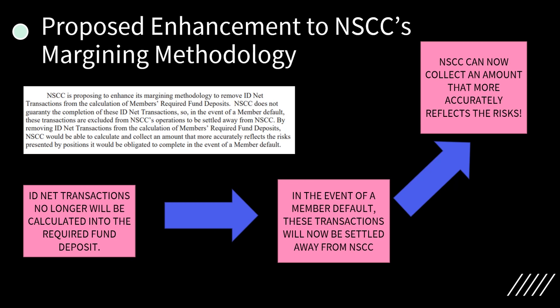NSCC does not guarantee the completion of these ID net transactions, so in the event of a member default, they're excluded from the operations to be settled away from NSCC. By removing ID net transactions from the calculation of members' required fund deposit, NSCC would be able to calculate and collect an amount that more accurately reflects the risks presented by positions it would be obligated to complete in the event of a member default. Now, I wonder what they mean by complete.